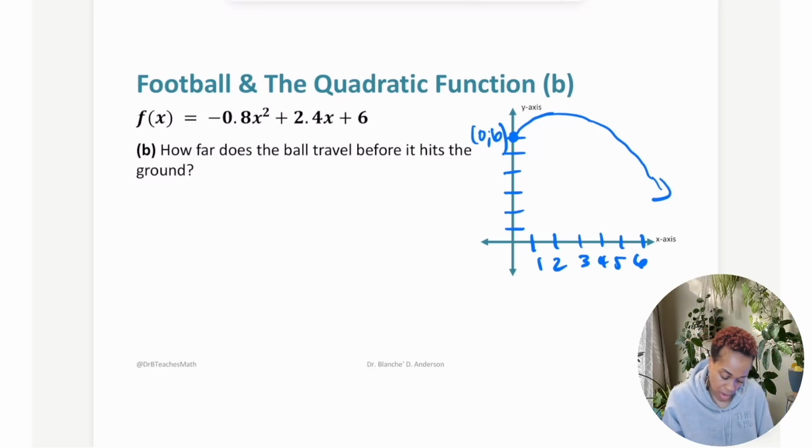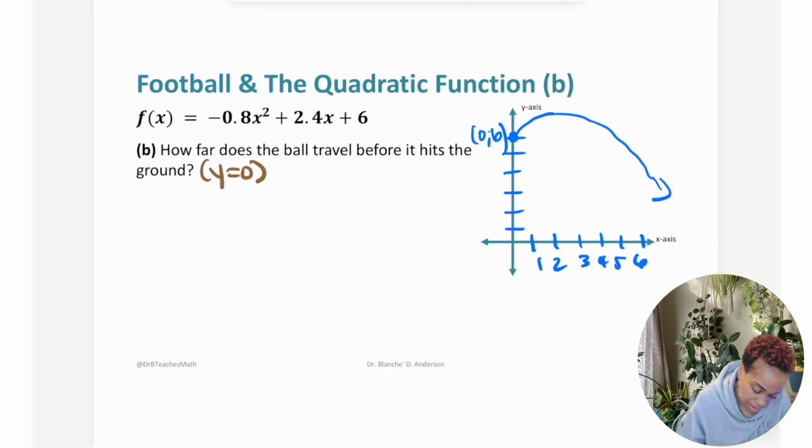So when the ball hits the ground, what's the y value? 0, right? When the ball finally hits the ground, your y is going to be 0. So that means set y equal to 0 and solve for x. You see what I'm saying? That's the x-intercept. When does it hit the ground? So that means what? Quadratic formula, right? Do I have enough room? I think I have enough room.